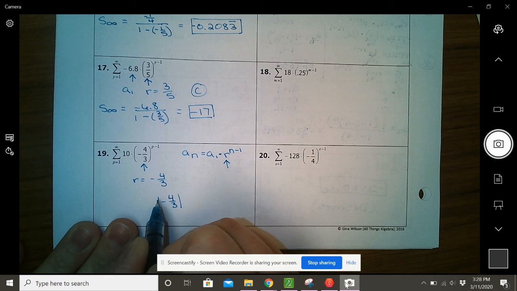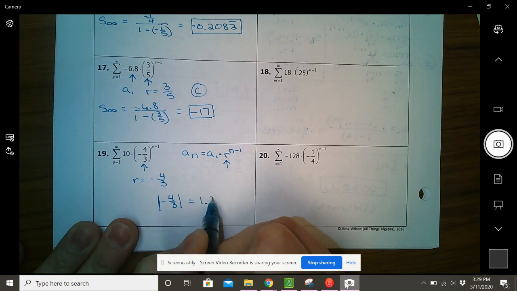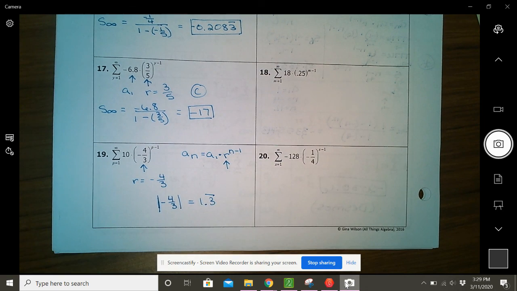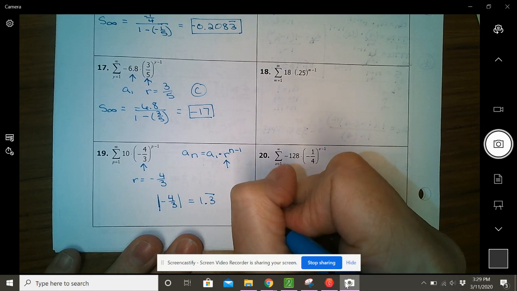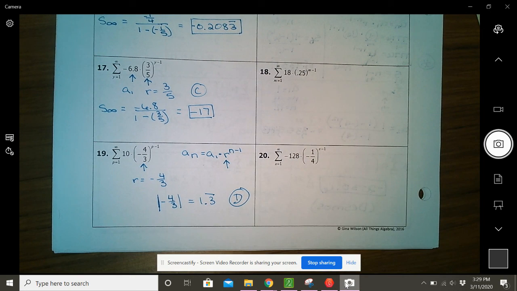Negative 4/3, if you wrote that in decimal, that absolute value is 1.3 repeating, which is bigger than 1. So this is divergent, which means we are done. There is no specific sum of a divergent series. So we are done here, okay?